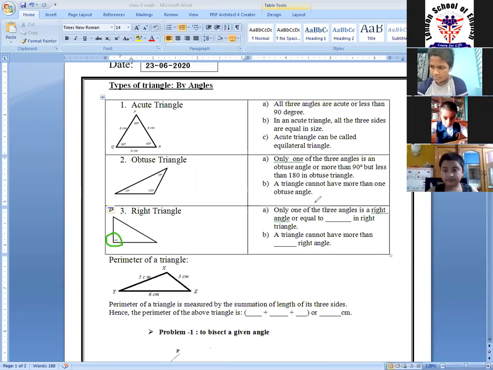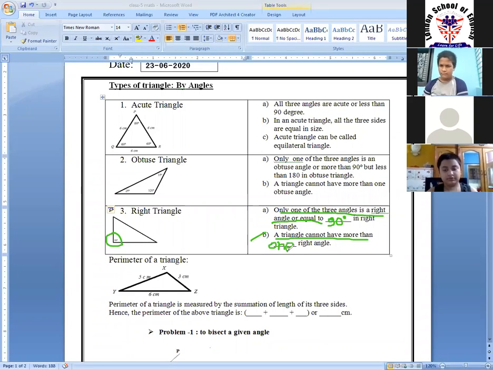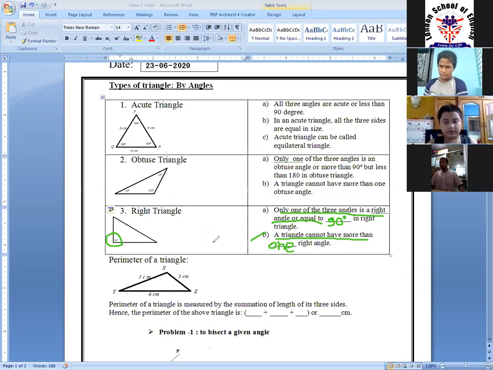When there is only one angle of 90 degrees in a triangle, then we will call it a right angle triangle. Okay, Alif. When you find an angle of 90 degrees in a triangle, you will call it a right angle triangle. Only one of the three angles is a right angle, or equal to 90 degrees. Then number B: a triangle cannot have more than one right angle. So we cannot find more than one right angle in a triangle.